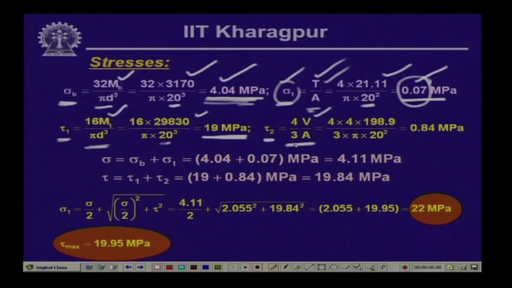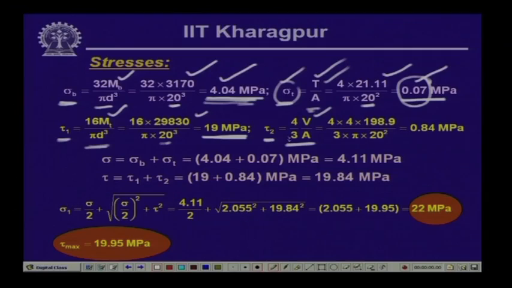This is the maximum stress, as we have observed when we computed the shear stress in a circular cross section, that the maximum stress occurs at the center, and the value of the maximum shearing stress is equal to 4/3 V by A, and that is what has been taken here. V, as we have seen, is equal to 198.9 and area is pi d square by 4. So, this gives us a value of 0.84 MPa.